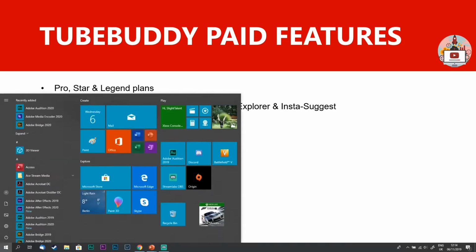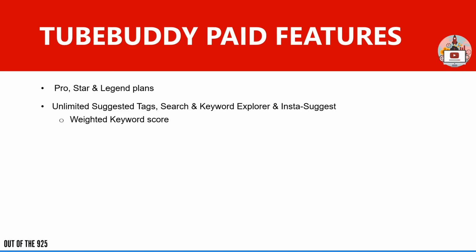Okay, so in the free TubeBuddy lesson, we went over suggested tags, Search and Keyword Explorer, and the Insta Suggest, and we were slightly limited in the results we got, and all of that is now unlimited with all of these plans. So everything that's available in the Pro plan is available in Star, and then everything in Pro and Star is available in Legend. So there's that hierarchy that everything will be available in the more expensive plan.